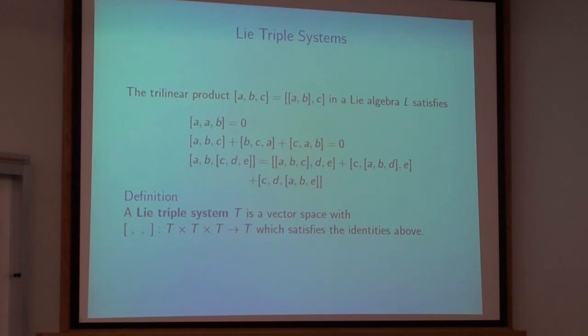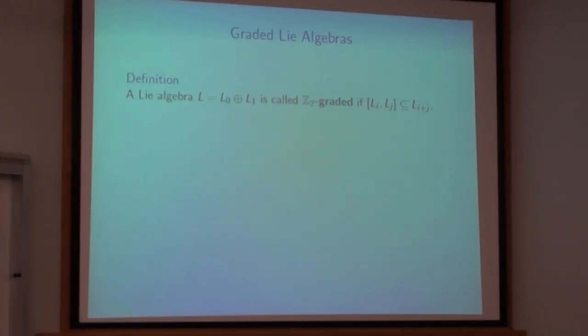Well, the fact is that every Lie triple system can be embedded into an algebra, and to explain the regular way of doing it, I need to recall the notion of grading. In fact, what I need here is Z2 grading. So a Lie algebra is called Z2 graded if it decomposes into the direct sum of two subspaces. 0 and 1 are elements of Z2. And the requirement is that when we multiply subspaces, L sub i times L sub j is part of L sub i plus j.